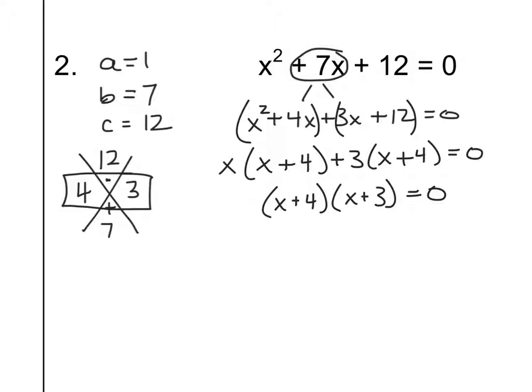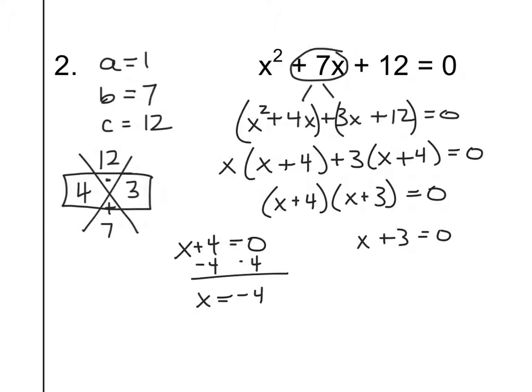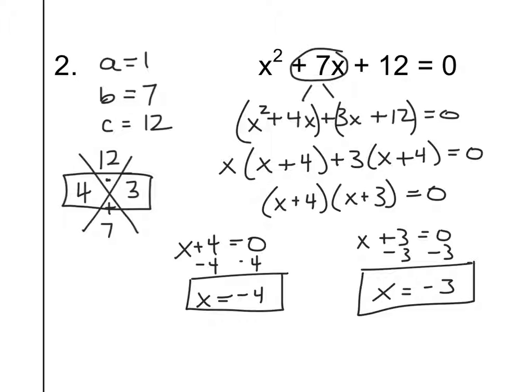From that point before, none of this is new. It's the same stuff. Now I'm going to take each set of parentheses and set it equal to 0. When I do that, I subtract 4 here, and x is going to equal -4. And I subtract 3 here, and x is going to equal -3. So in this case, my two answers are -4 and -3. Now you should be able to complete the first page of problems on Class Kick.